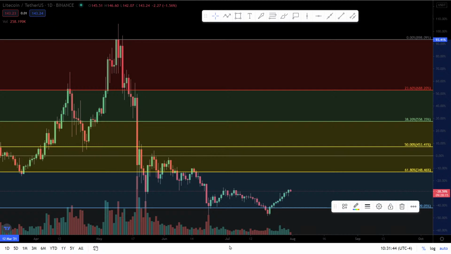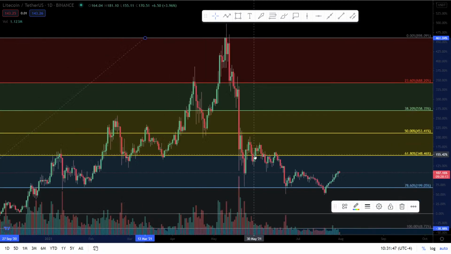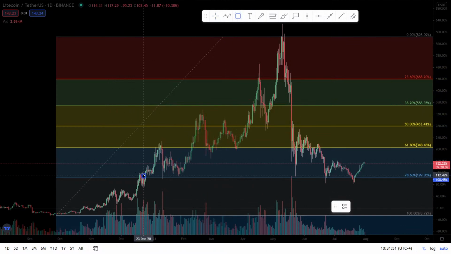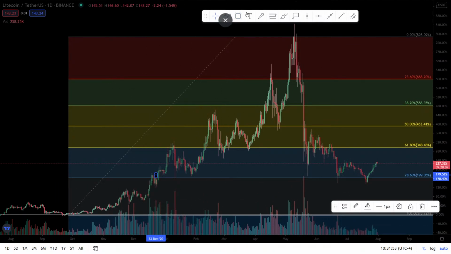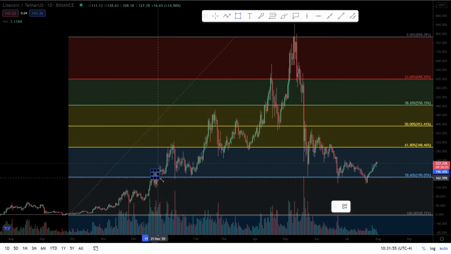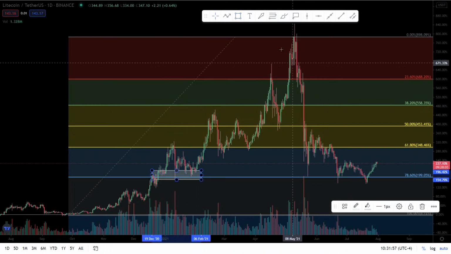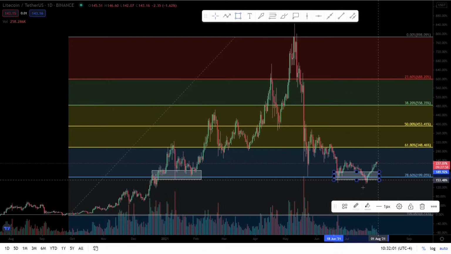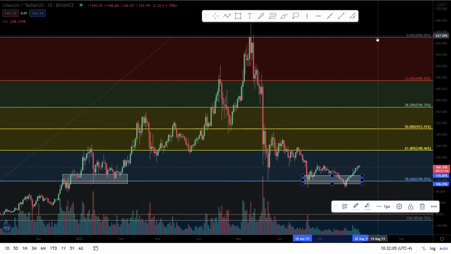So with Litecoin, we can see again this price point here, this price point here, and this price point here. See, this is a revisitation showing the strength of this level, the 78.6% price level.